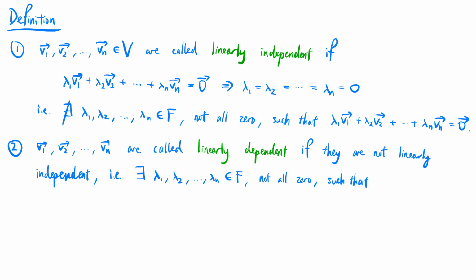On the other hand, v1, v2 up to vn are called linearly dependent if they are not linearly independent. In other words, there exist lambda1, lambda2 up to lambda(n) in F which are not all 0, such that lambda1 times v1 plus lambda2 times v2 plus up to lambda(n) times vn equals the 0 vector. In other words, there is a linear combination of v1, v2 up to vn which gives the 0 vector, and not all scalars are equal to 0.